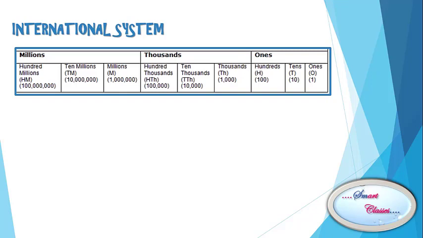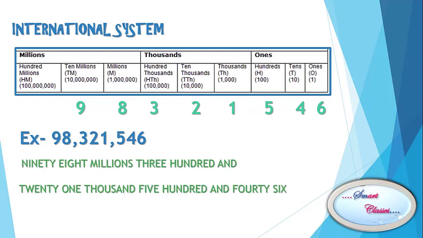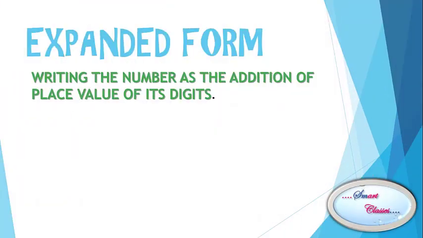Now let's see an example of international number system. So again we will just write down the numbers below the place value chart. So this random number can be written as 98,321,546.